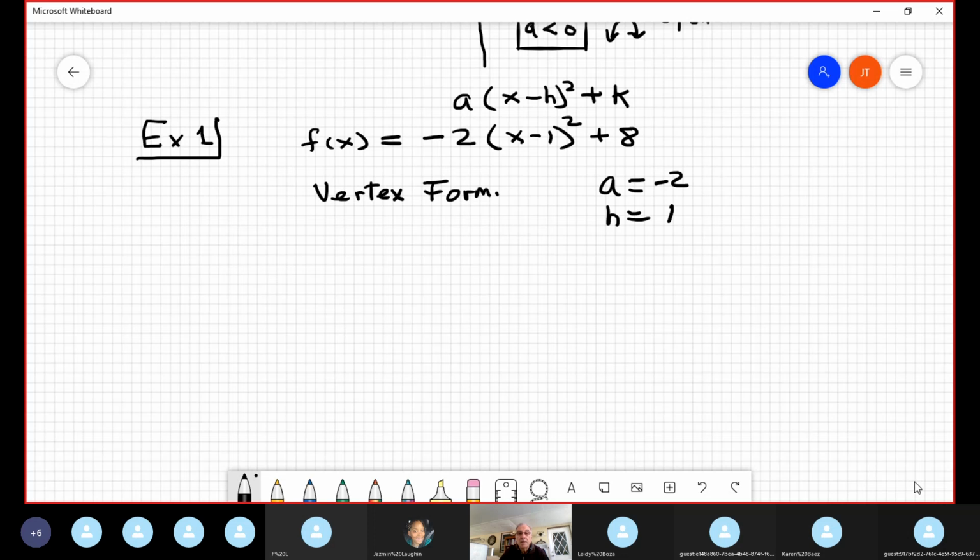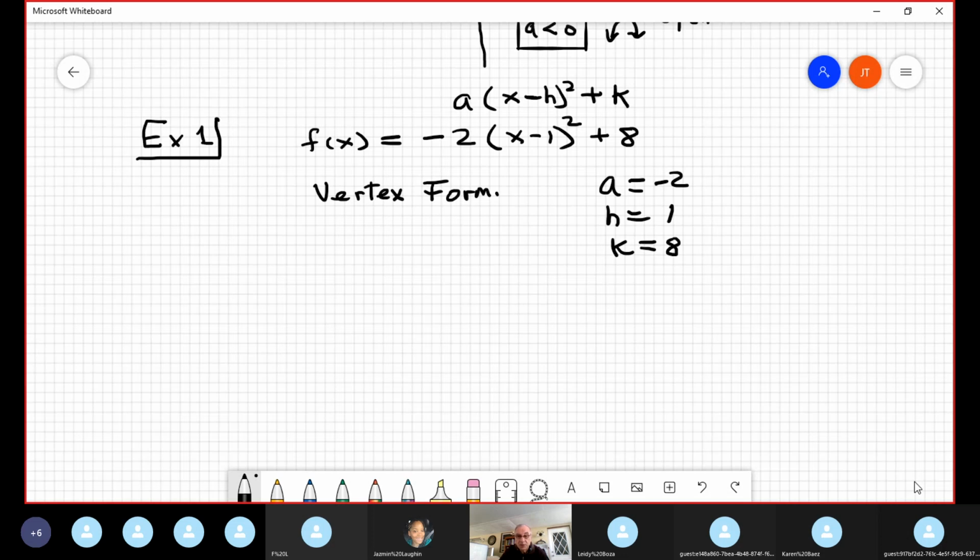Be careful, because the value of h is opposite to the sign you see in the equation. The original equation has a minus here, so h is positive 1. If it were negative 1, the double negative would become positive, but that's not the case. And k is 8. So be careful: h has the opposite sign in the equation, and k does not.